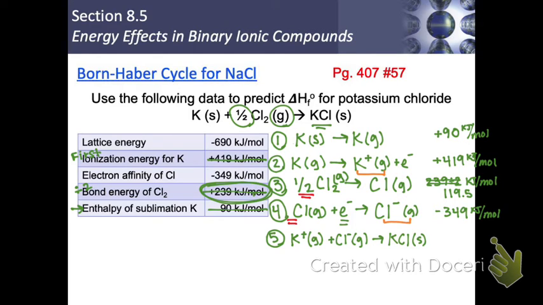That is the lattice energy, right? That's the actual putting together of those molecules, of those ions. And that lattice energy was given to us as negative 690 kilojoules per mole. And so that means the heat of formation is going to just be an addition of all of that stuff right there. So we're going to add up our whole list there.